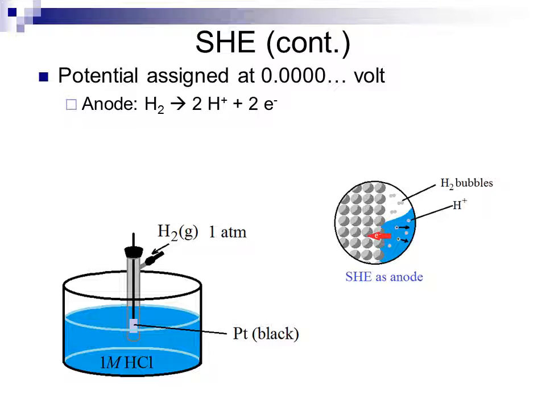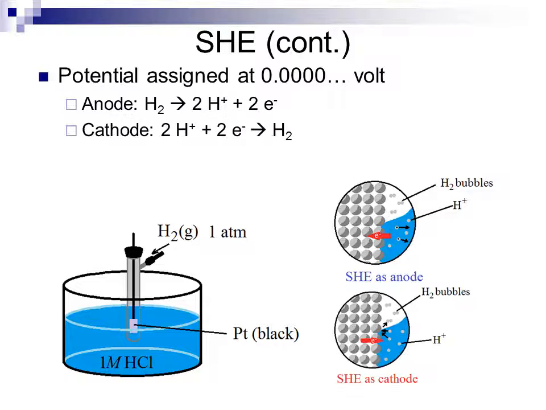When we look at how the SHE operates, the anode of the SHE is a reaction where hydrogen gas is oxidized to produce hydrogen ion and the release of 2 electrons. The cathode is a process where 2 hydrogen ions will take in 2 electrons and be reduced to form hydrogen gas.